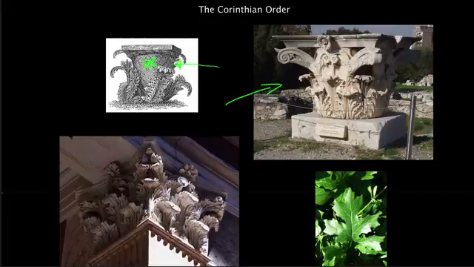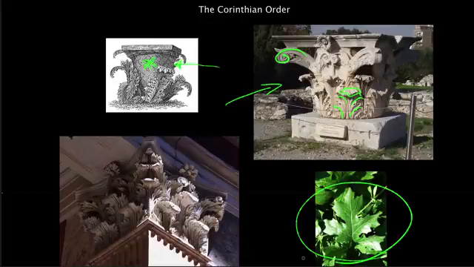So the Corinthian order is the most complex. It includes both the scroll that we would expect to see in the Ionic, the volutes, right, but also these very complex leaf-like forms, which you can just make out here, which is actually from the acanthus leaf, and we have a photograph of an acanthus leaf right down here. And these grow wild, so it makes sense.